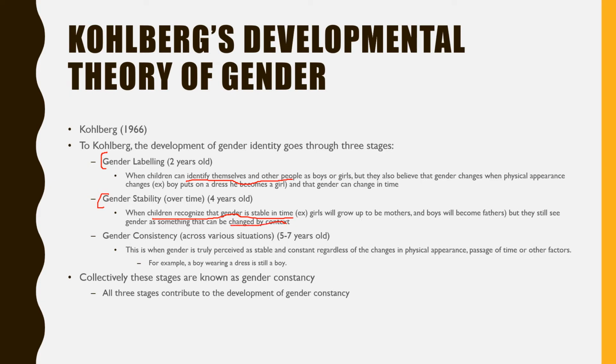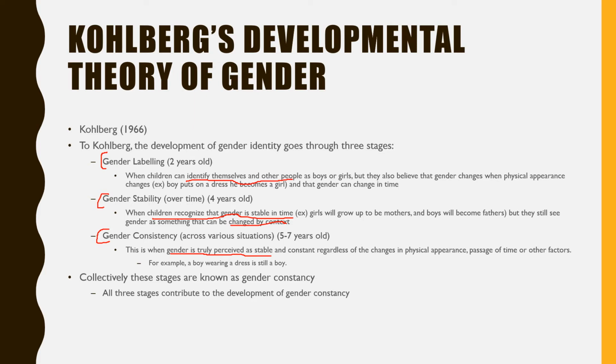And then the third one happens at about the age of 5 to 7, gender consistency. Gender is truly perceived as stable in these times and constant regardless of the changes in physical appearance. However, I would say that we've learned that people's conception of gender can also change past that as well.